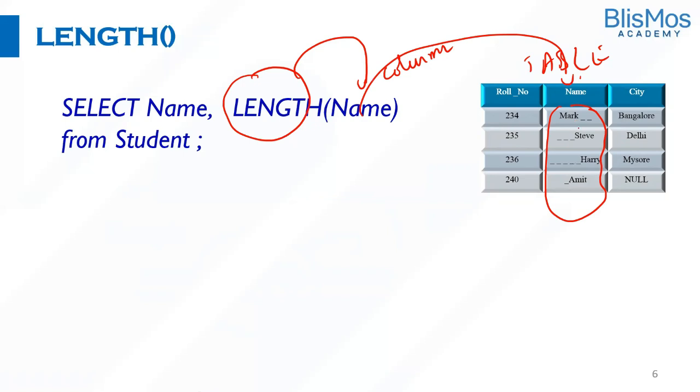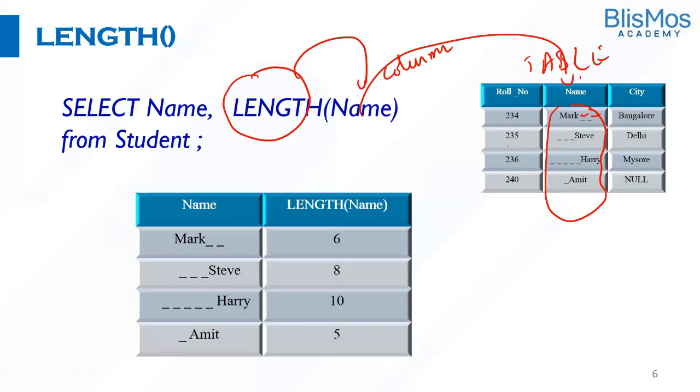One thing you need to observe here is that it will count the spaces as well. If I execute this, we'll get 6. Why is that 6? Because we do have 2 spaces here. And why is it 8 here? Because 3 spaces are there and 5 letters are there. So whenever you are using the length function, it will consider characters and also the spaces. You should be aware of this.